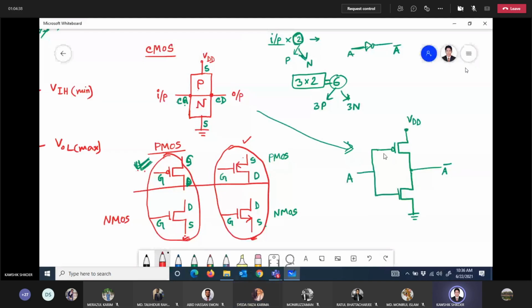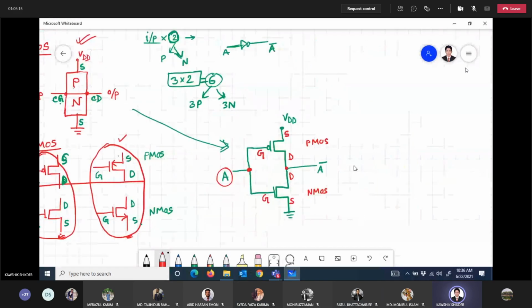So let's identify the terminals. This is gate, this one also gate. So this is the common gate terminal for input A. This is drain for PMOS, this one drain for NMOS. So the common drain terminal is the output. And the remaining are the source of PMOS and the source of NMOS. This is NMOS and this is PMOS. Clear? Yes, sir. Is it tough? No, sir. Just follow the structure.